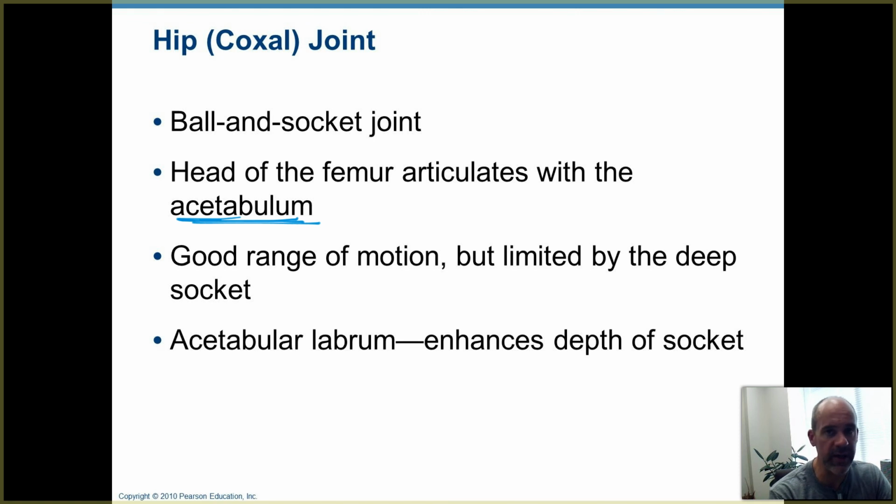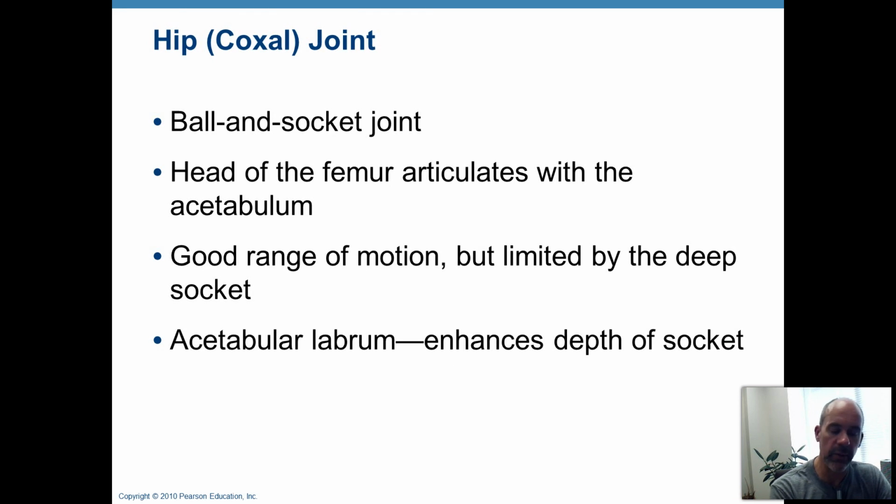And the socket there is very deep. It's much deeper than what you have at the shoulder joint. That makes it more difficult to dislocate the hip. A hip dislocation is less common than a shoulder dislocation, but it also limits the range of motion. Most people cannot move their femur around as well as they can their humerus. There is a labrum there as well, connective tissues that enhance the depth of the socket. So just like the glenoid labrum at the glenoid cavity, you have an acetabular labrum at the hip joint.